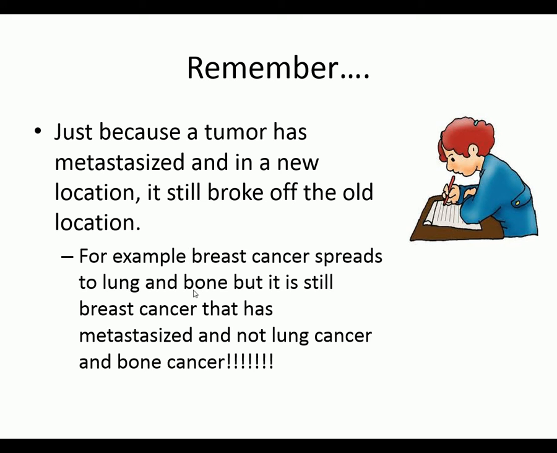So remember, again, just because a tumor has metastasized and is in a new location, it still broke off of the original location. So for example, if breast cancer spreads to the lung and bone, it is still going to be classified as breast cancer. It's not going to be changed to lung cancer or bone cancer. It's just breast cancer that's metastasized.